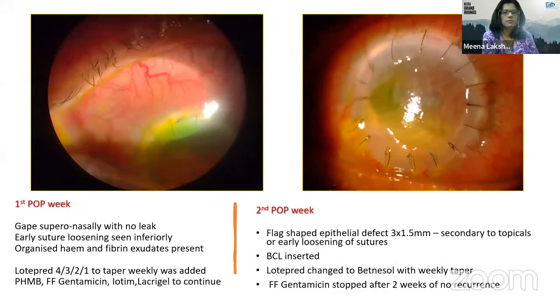In the early postoperative course, there was a wound gape, however there was no leak and it healed spontaneously. Early suture loosening happened. The patient was started at the beginning of the 2nd week on topical lotipred eye drops in a tapering dose, and the PHMB and fortified gentamicin were continued. Later the patient developed a large epithelial defect, so a BCL was inserted, lotipred was changed to clear steroid, and since there was no recurrence of any kind, the fortified gentamicin eye drops were stopped.